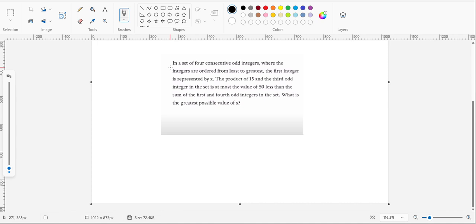So in this question, in a set of 4 consecutive odd integers, where the integers are ordered from least to greatest, the first integer is represented by x. So the first part is telling us that x is the first integer, and there are 4 consecutive integers, which means the second is x plus 2, third is x plus 4, and the last integer, the fourth integer, is x plus 6.